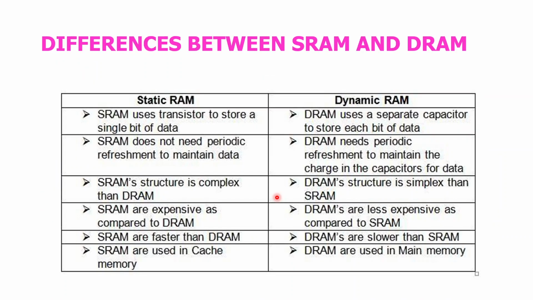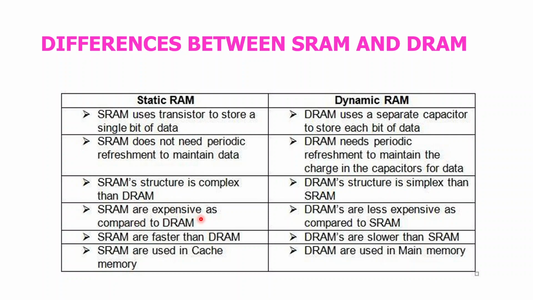Now let us see the differences between static RAM and dynamic RAM. SRAM uses a transistor to store a single bit of data, either 1 or 0. Dynamic RAM uses a separate capacitor to store each bit of data. SRAM does not need periodic refreshment since it stores data using a transistor. DRAM needs periodic refreshment since it stores data in a capacitor. SRAM structure is complex compared to DRAM, since DRAM is simply using a capacitor to store each bit.